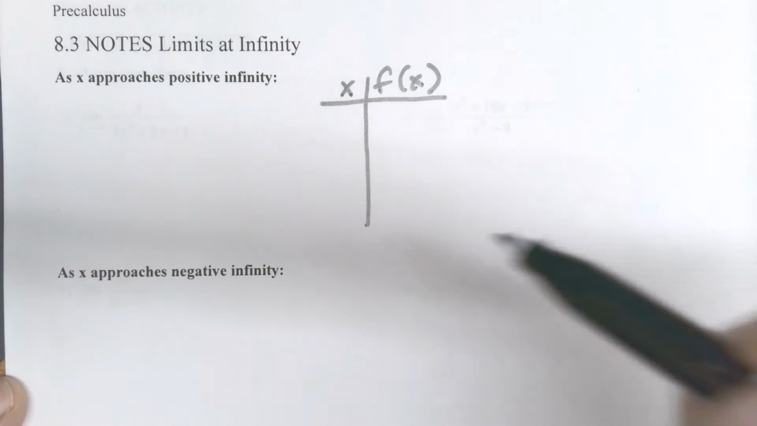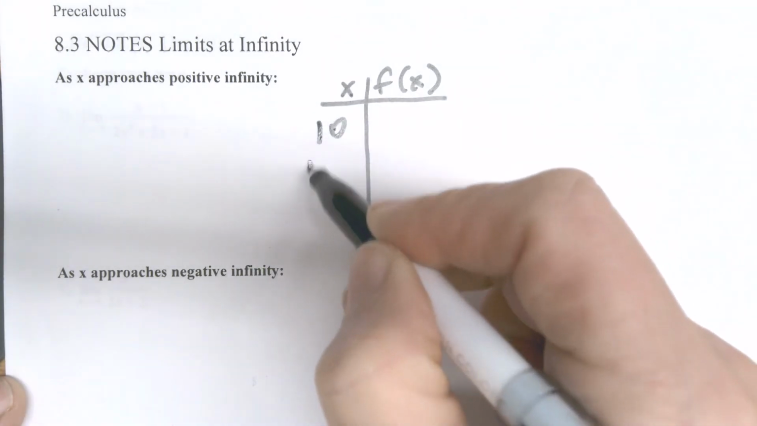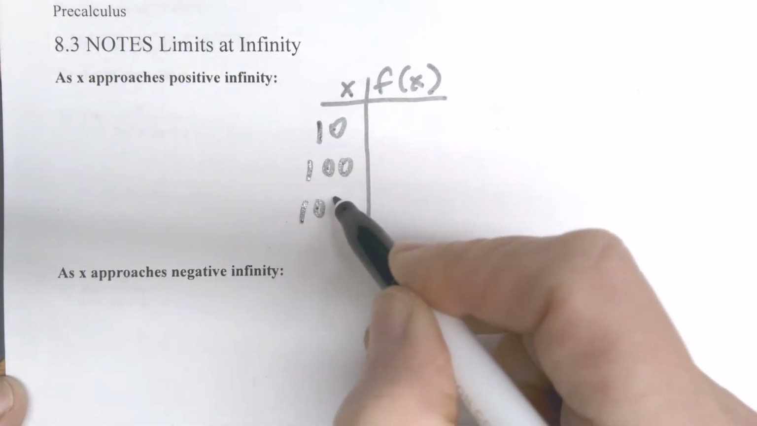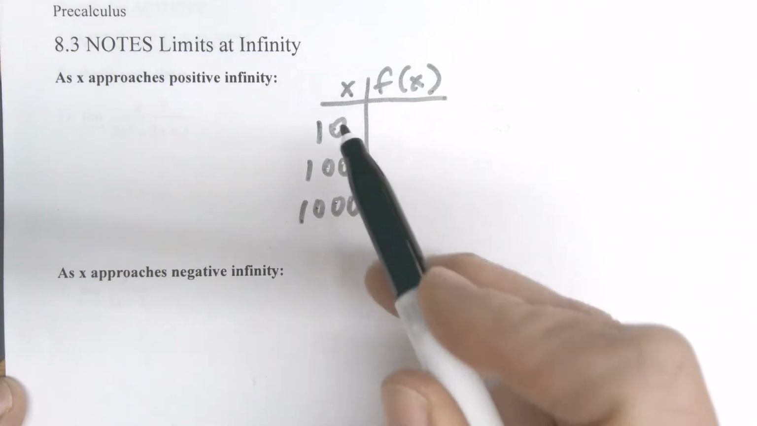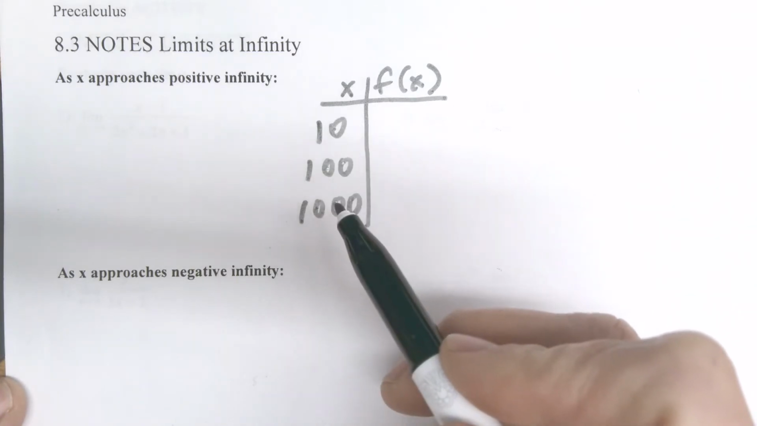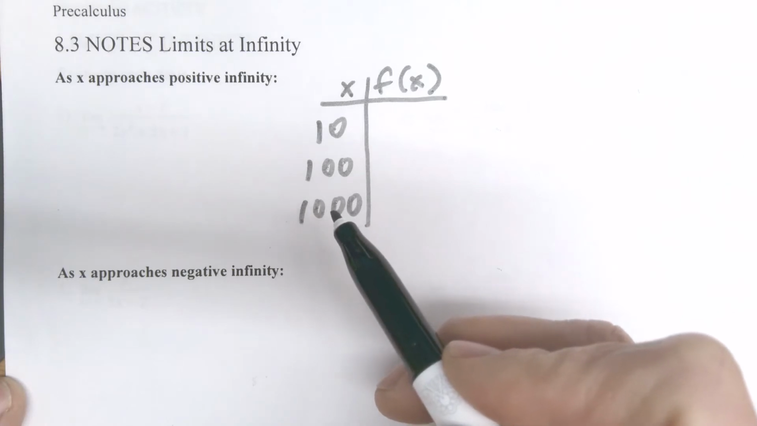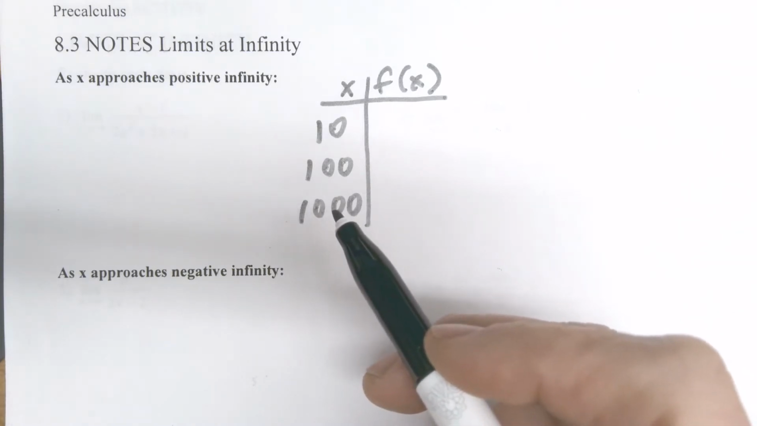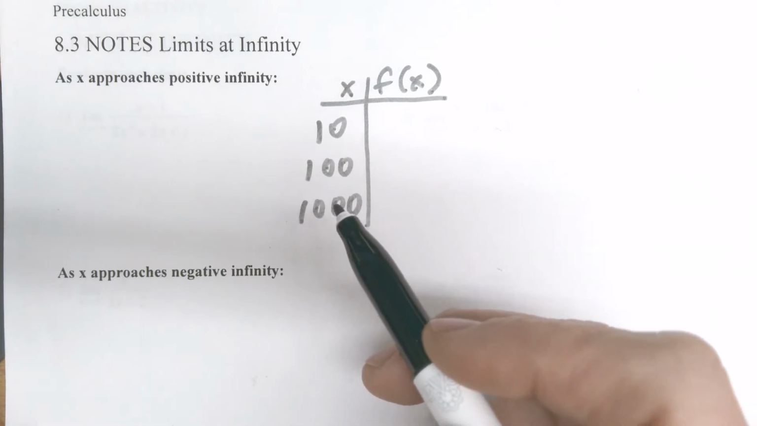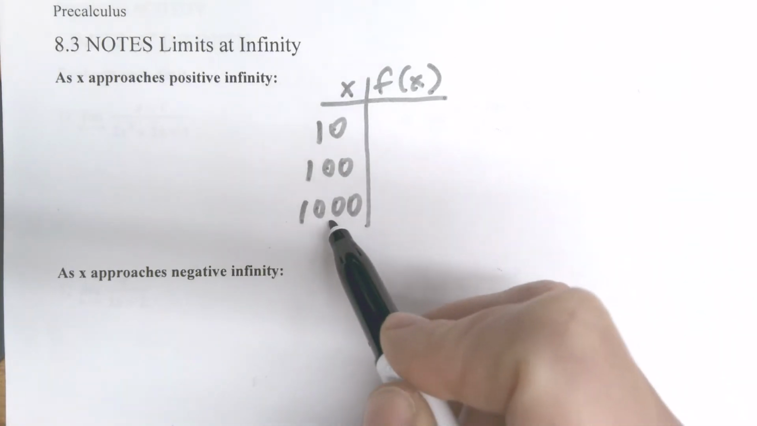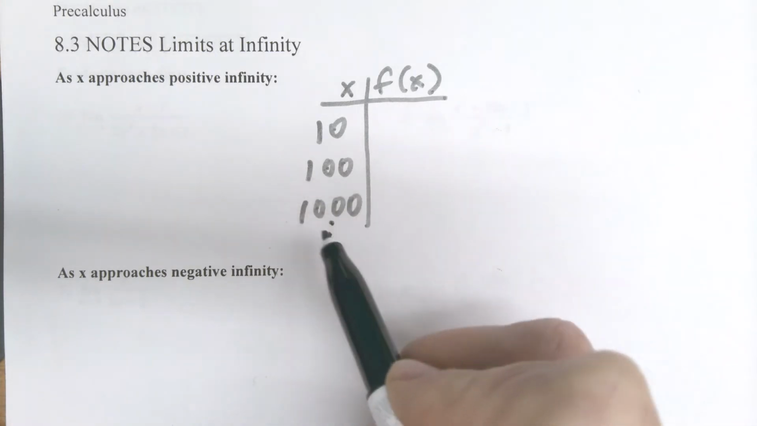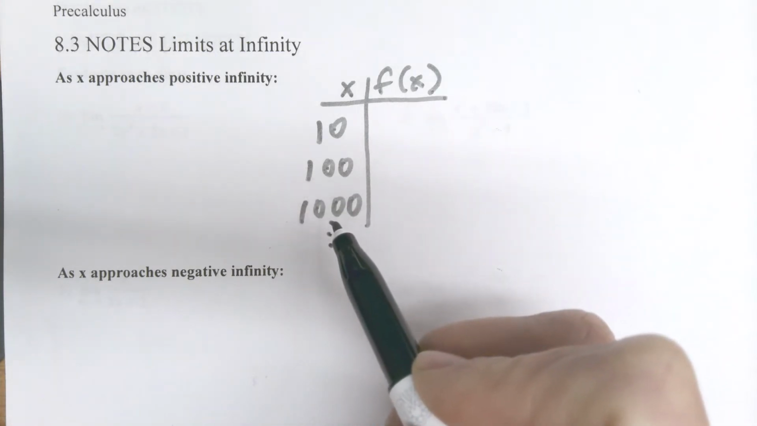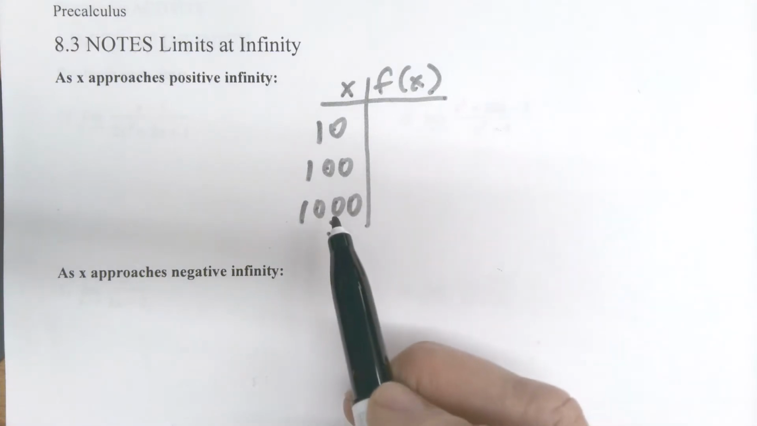So as I'm approaching positive infinity, I'm going to use numbers like 10, 100, and 1,000. And you could argue that those aren't very big, and you're right, they're not. You know, infinity is so enormous, we can't even grasp our head around how big infinity is. But typically, 1,000 is big enough for what we're looking at. We can start to see the pattern.